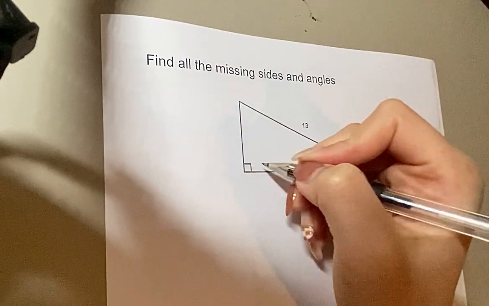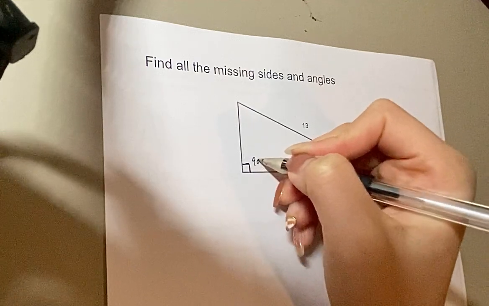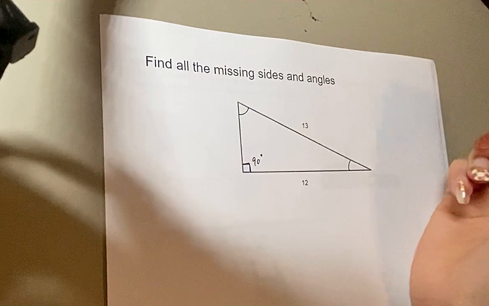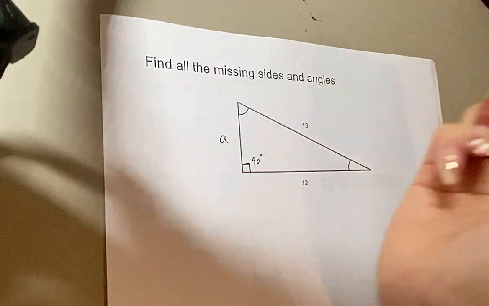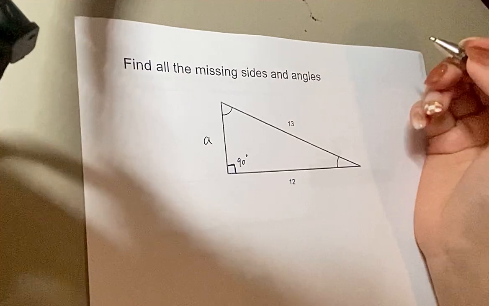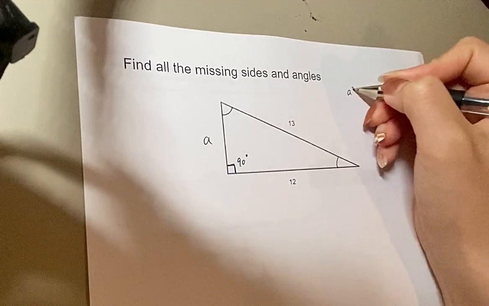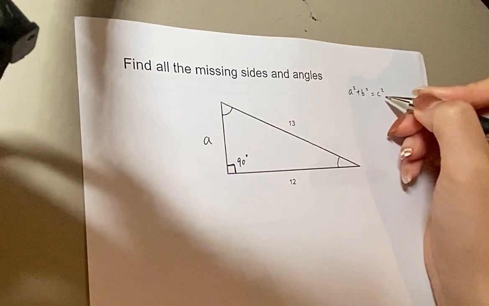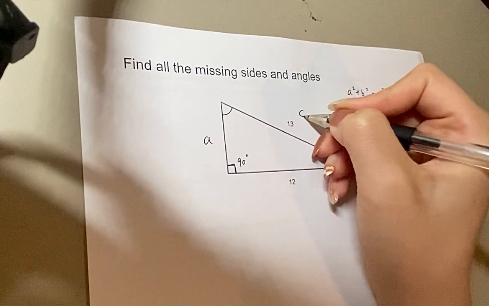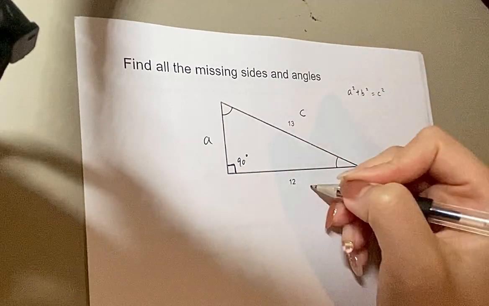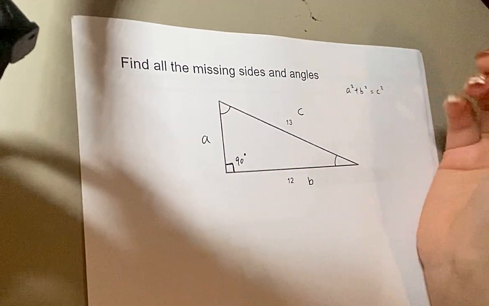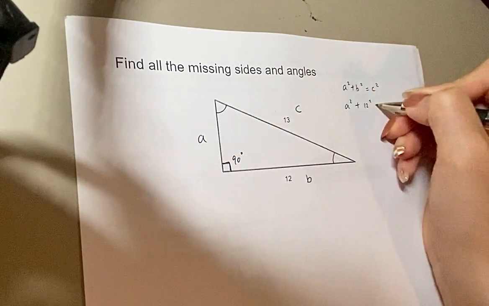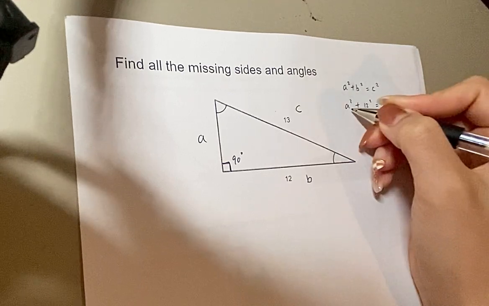So we already know this angle. This angle is 90 degrees, and we're trying to find this angle and this angle. And also, we are looking to find this side. So we know the Pythagorean theorem, a squared plus b squared equals c squared. And we know that c is always the longest side, so we can start by labeling this side as c. And this side would be the b. So we should start by writing a squared plus 12 squared equals 13 squared. And a is what we're trying to find.